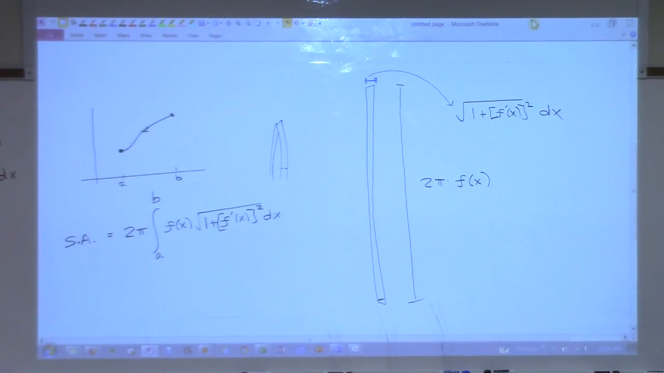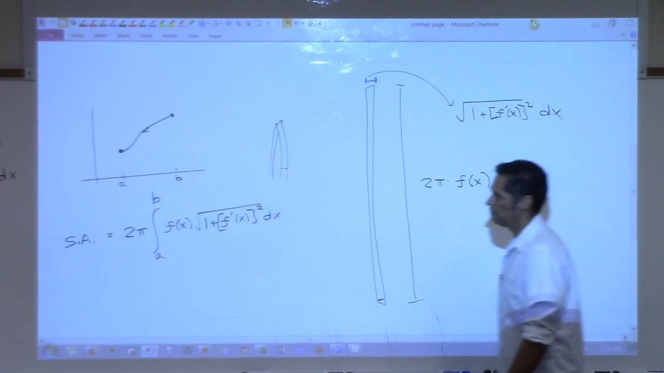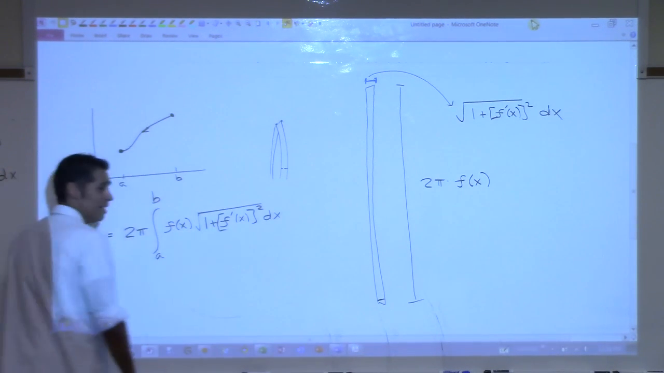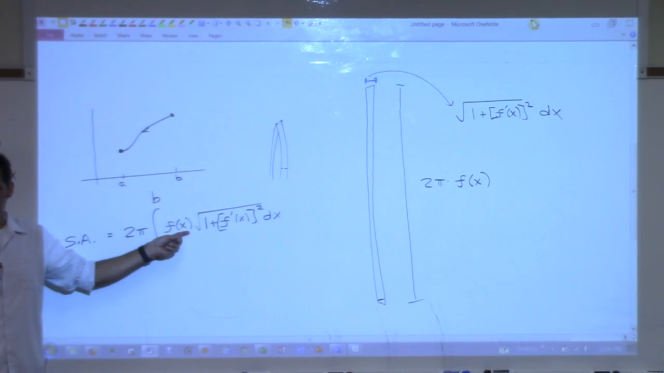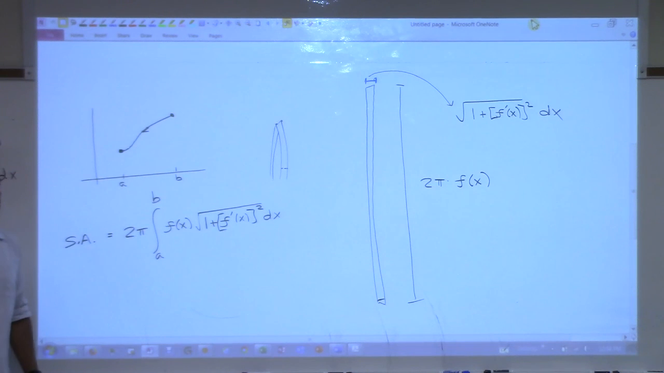What's the difference between the arc length formula and the surface area formula? Not a whole lot, right? 2 pi, that's different. f of x, that's different. That's all though, right? 2 pi f of x. Otherwise, everything's the same.